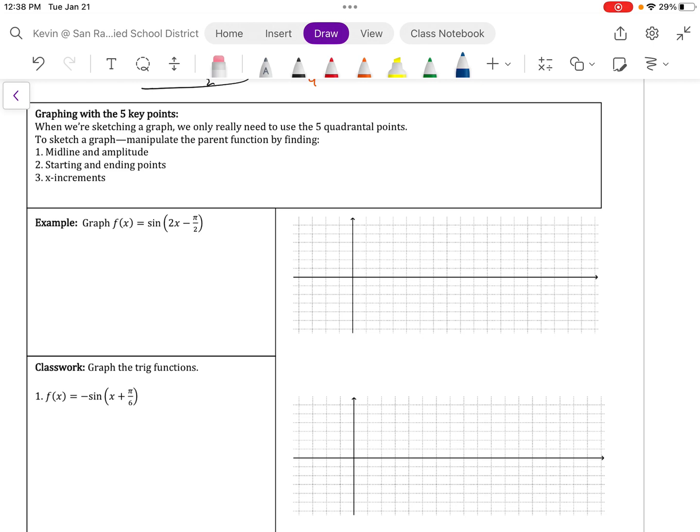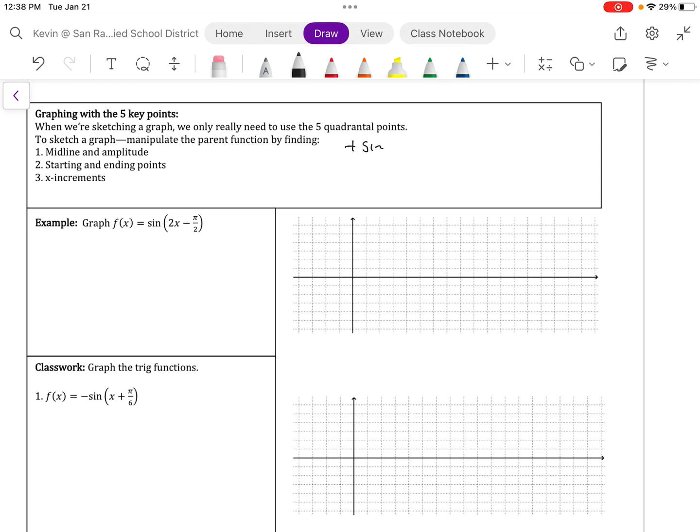Okay, a couple things. It says when you're sketching a graph, we only really need to use 5 quadrantal points to sketch the graph, manipulate the parent function by finding the midline, amplitude, start, any points, x increments. Let's talk about a couple things really quickly here. If our graph is, let me erase this, it's gonna bug me.